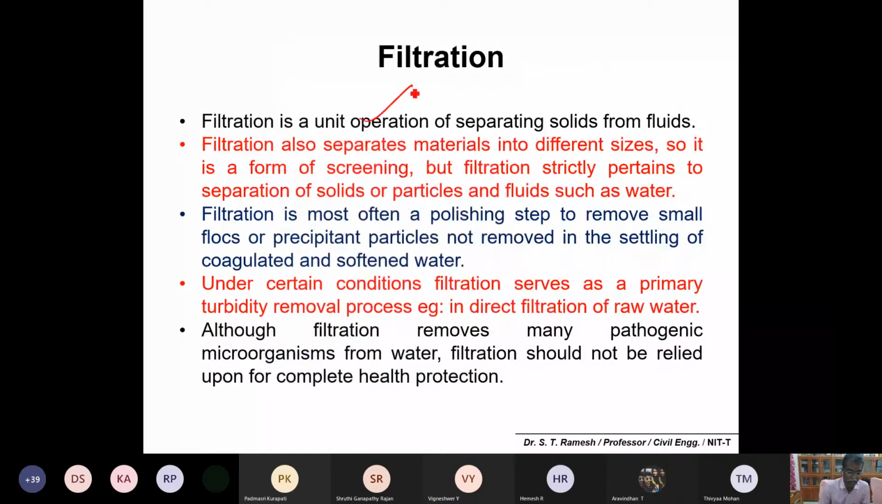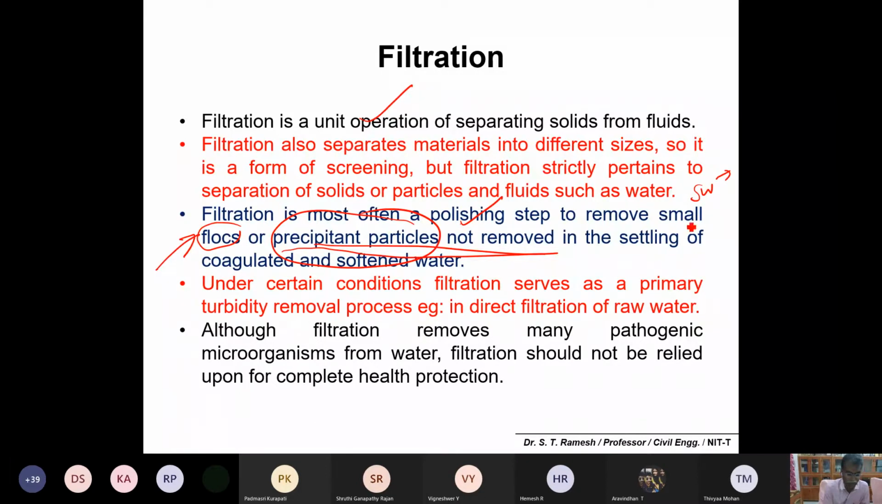Filtration is very simple. It is the unit operation of separating solids from fluids. That's what we have discussed. It is also called a polishing step to remove all the flocs. In the case of surface water treatment, or in the case of groundwater, we may add some chemicals to remove hardness. Then it is possible to remove the precipitant particles, which are not removed in the settling process also. In the case of surface water, you can call them simple flocs.